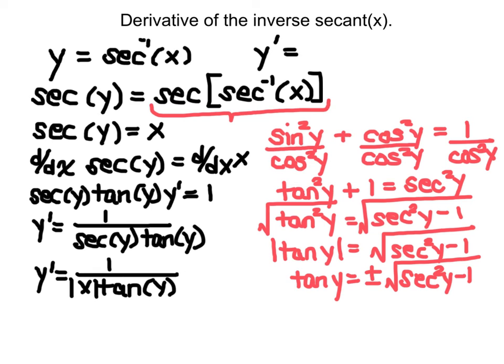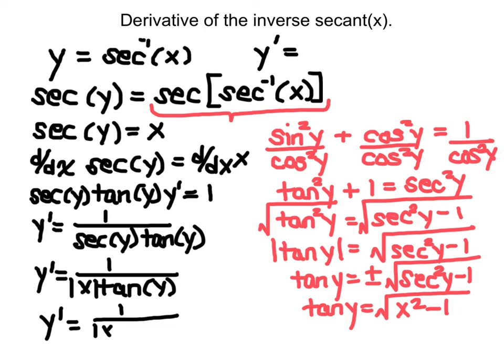And in this particular case, the tangent of y is going to be positive, otherwise we don't have a function, we have a relationship. So it's the square root of, and we know that the secant of y is equal to x, therefore we're going to replace the secant y with an x, and this becomes x squared minus 1. So if we substitute this in, we end up with y prime is equal to 1 over the absolute value of x times the square root of x squared minus 1.